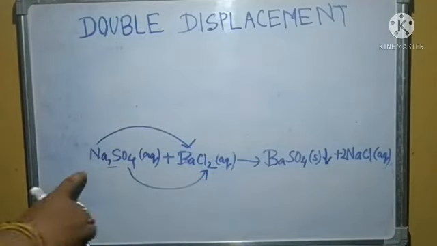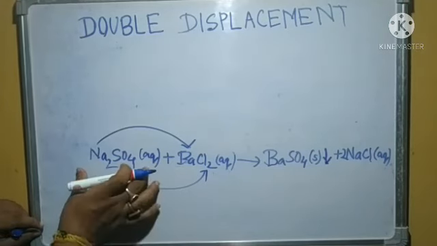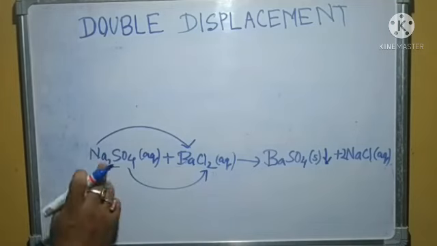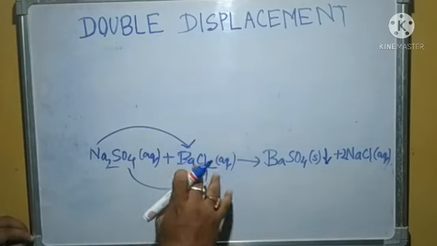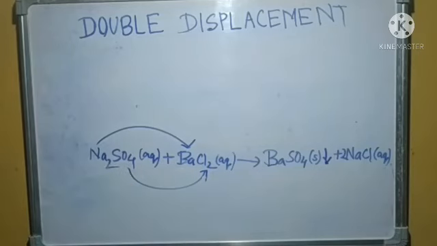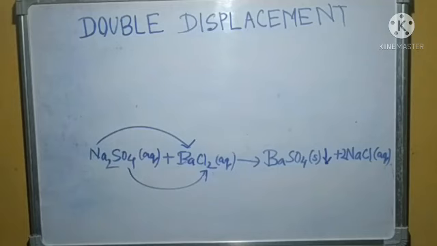Yes, so earlier sodium was in a compound. In this compound, sodium was present with the sulfate ion. Okay, so what they do, they will break this compound, and now sodium is forming a compound with chlorine. And here barium, earlier it was present with chlorine, and now it has moved to make a compound with sulfate. Okay, so what we can see is that the ions are interchanging. So the type of reaction in which there is an interchange of ions to give us new products can be called a double displacement reaction.